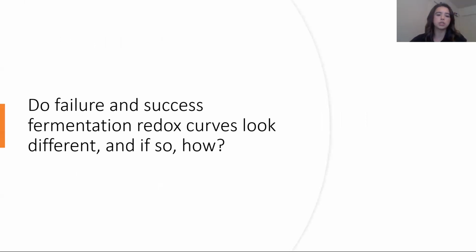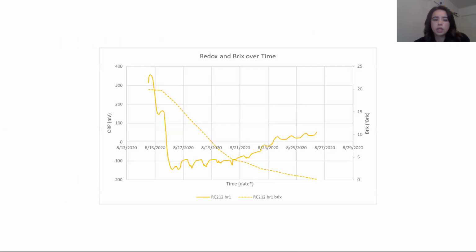So we have this initial question of, what do failure and success fermentations look like in regard to ORP? So the first data set that I wanted to show was a trial using RC212 yeast. This yeast is most commonly used in Pinot Noir fermentations and is said to have a medium nutrient demand and an alcohol tolerance of around 16%. On the Scott Lab website, it mentions that, quote, timely nutrient additions are recommended to avoid potential H2S production.